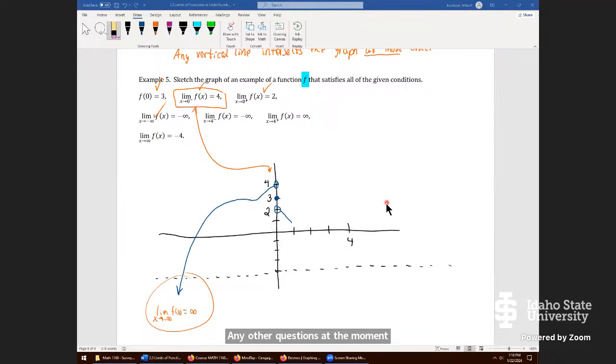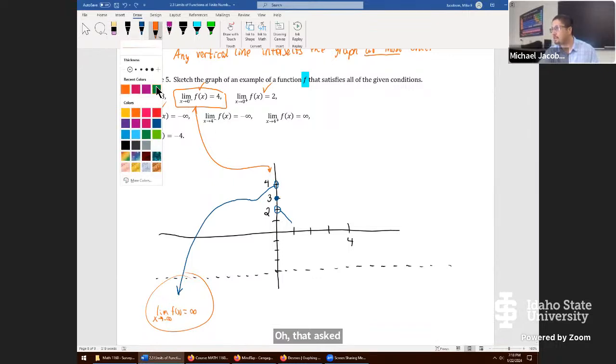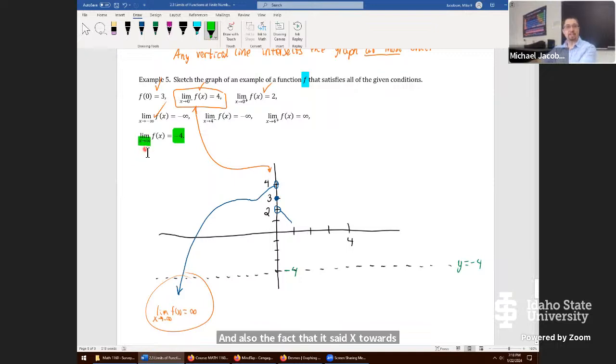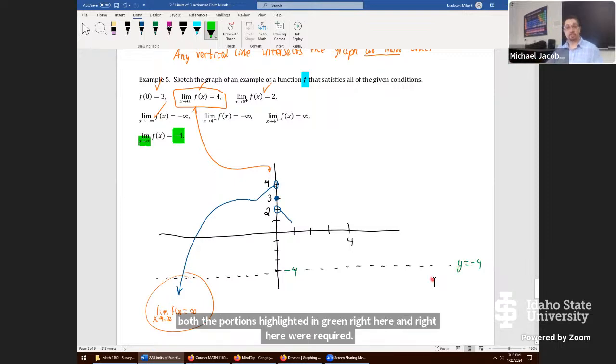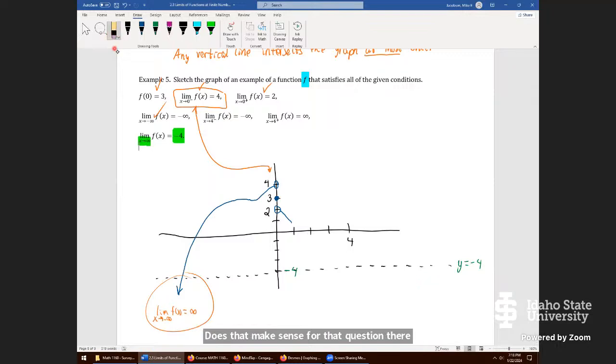Actually, yes. I was just wondering where we got the asymptote from. Oh, that asymptote, good question. Let's put just an extra description. This asymptote was at height y equals -4. There's that -4 there. And its actual location came from this, and also the fact that it said x towards infinity. So both the portions highlighted in green right here and right here were required to get that horizontal asymptote in that location. Does that make sense for that question there? Yes, thank you. Yep, you betcha.